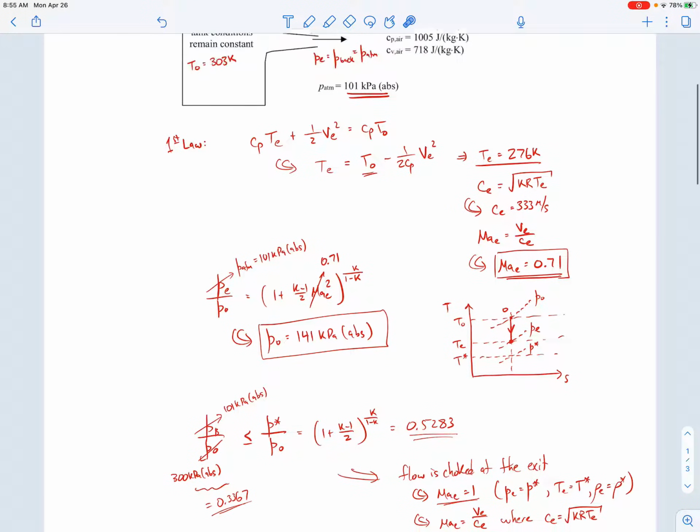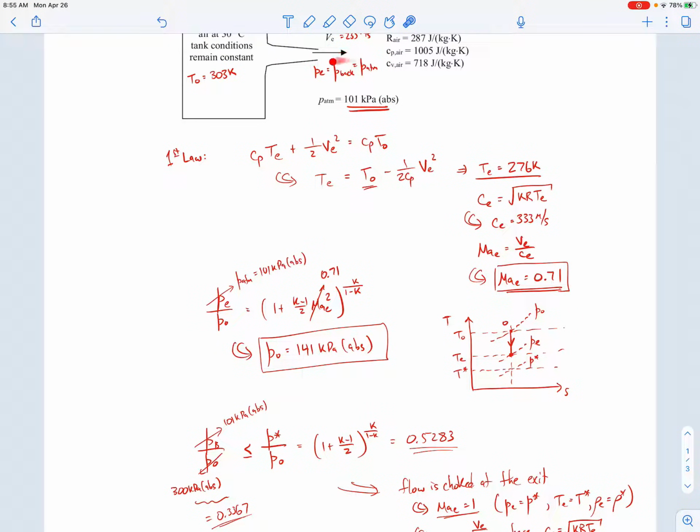If it's not choked, the key piece of information is that the exit pressure and the back pressure are the same. If it is choked, then you know that the exit pressure is equal to P star, and the Mach number is 1 there. Okay, we'll go ahead and end the example there.